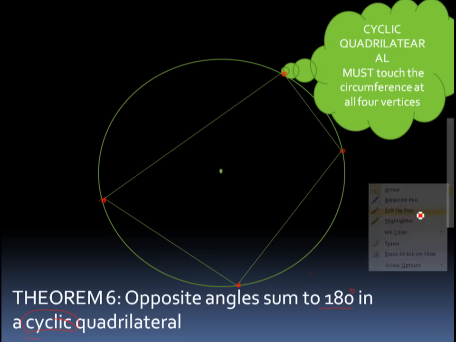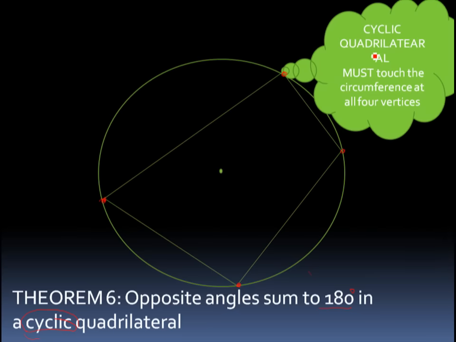Okay, so what we have here is that in a cyclic quadrilateral, we can say all four vertices, so I'm going to change all of that. All four vertices must touch the circumference. Okay? So in a cyclic quadrilateral, this quadrilateral is cyclic because all four vertices are touching the circumference. So in a cyclic quadrilateral, to make a little note of that, all four vertices must touch the circumference.